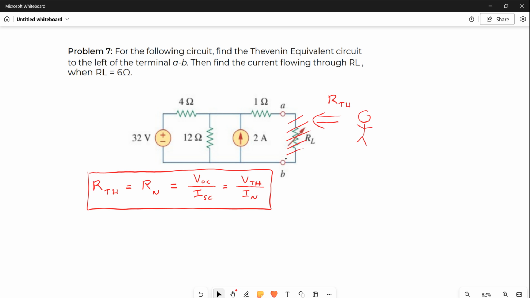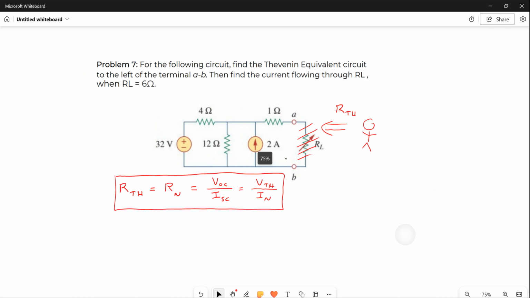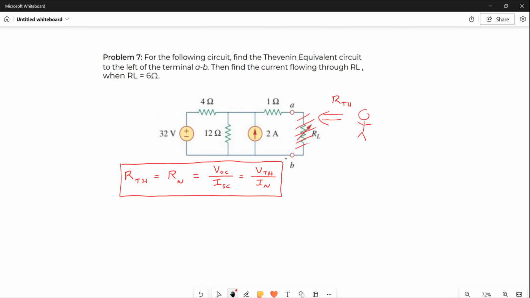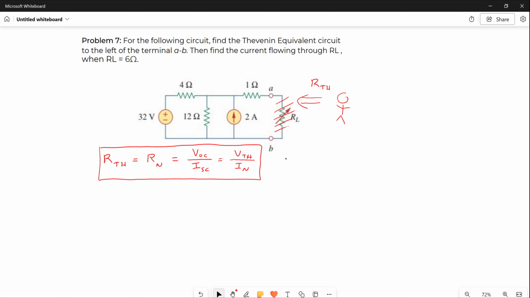So, just like you do in superposition, you have to reduce sources to 0. So voltage sources you short to make them go to 0, and current sources you open to make them go to 0. It's something you just have to memorize for circuit analysis. Now you can't do it in a lab, but on paper you can do it. You short the voltage sources and you open the current sources.